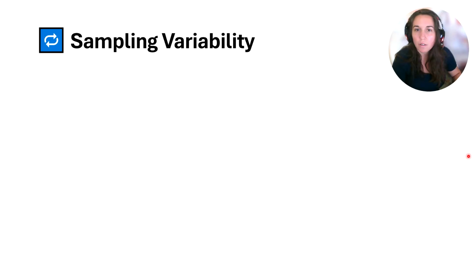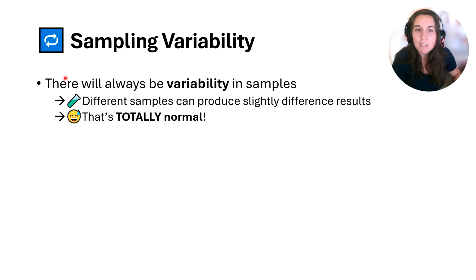Okay, now let's talk about sampling variability. Even with good techniques, there will always be variability in samples. It's just the nature of the world, honestly. That means that different samples can produce slightly different results, but don't worry, that's totally normal.